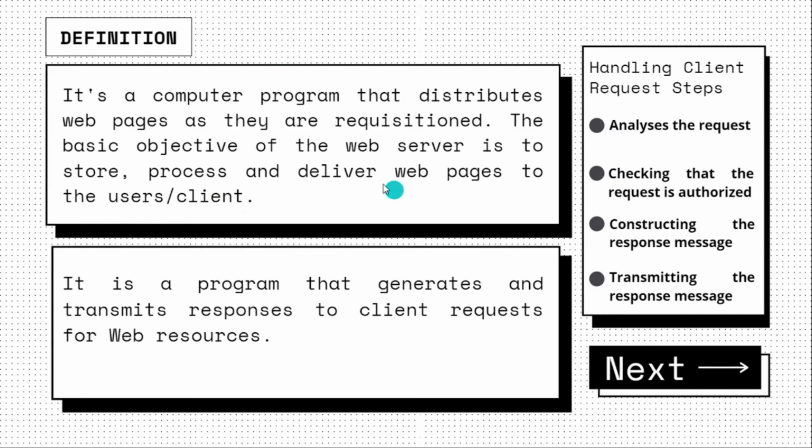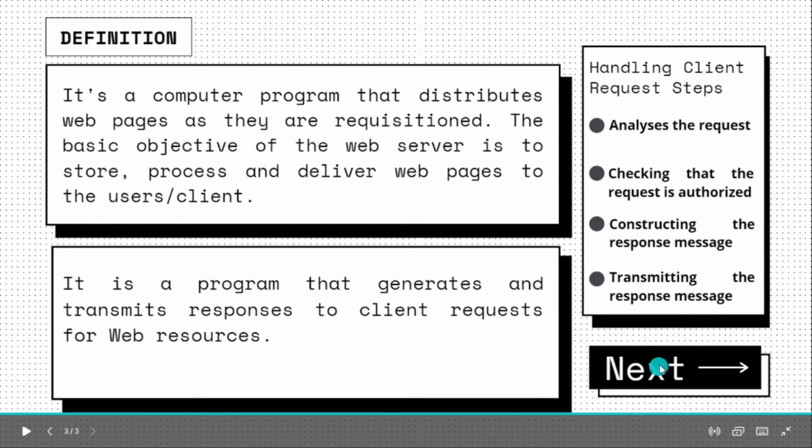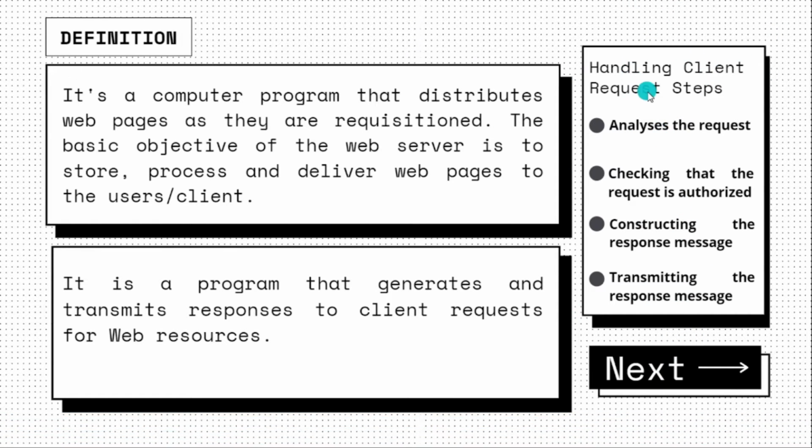Now, on this rightmost box, it shows the request steps in handling a client. So the steps are the following. First, it analyzes the requests. Second, it checks that the request is authorized. Third, it constructs the response message. Lastly, it transmits the response message.